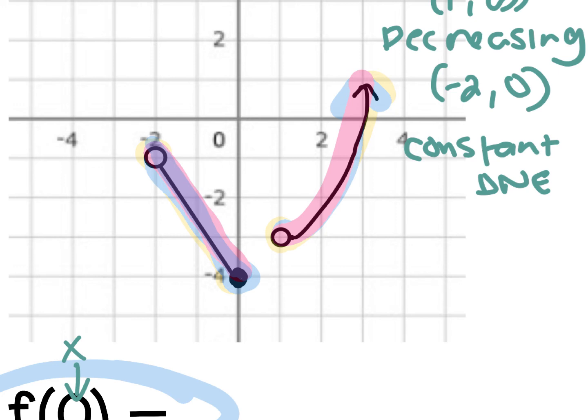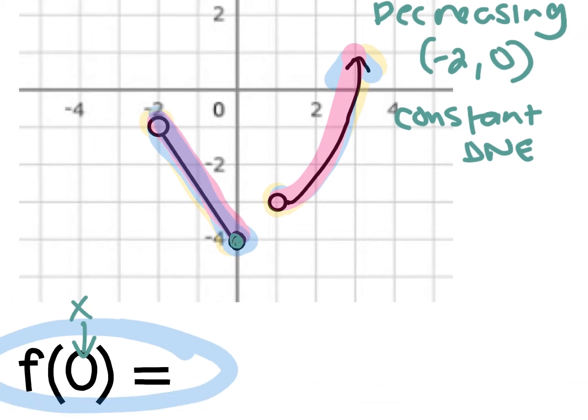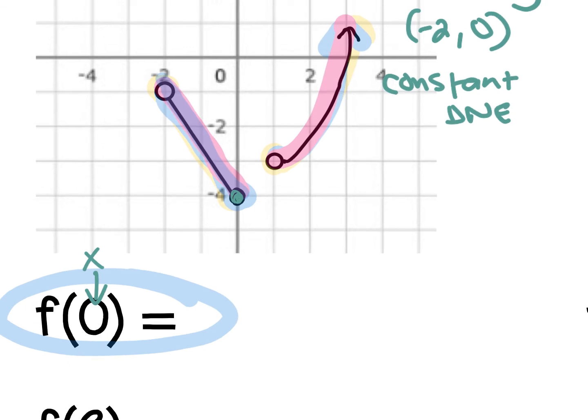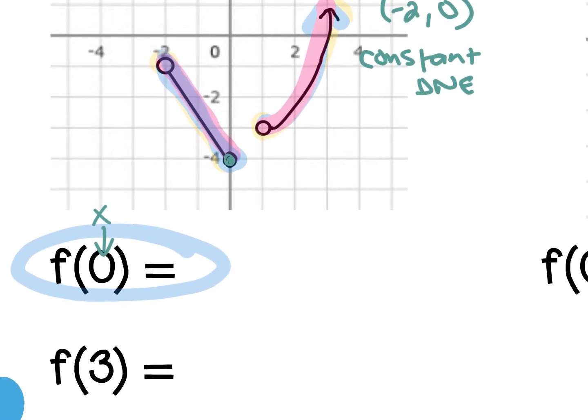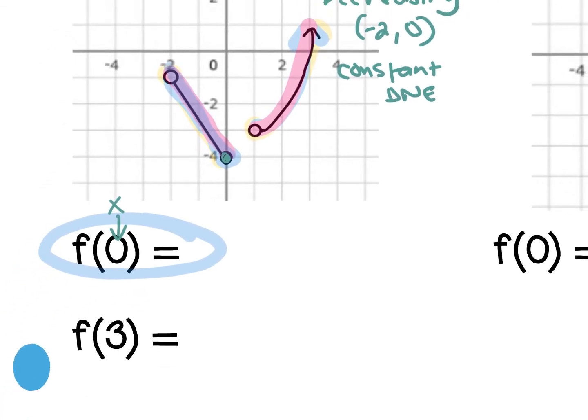The y-axis, what point is there? This one, right? It would be 0, -4. So what's the y on that? -4. So this terminology, that format, f of 3, says, if x is 3, what is your y? That's basically what you're trying to find.